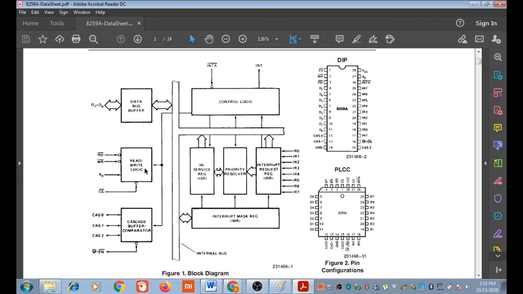Next, the read-write block. You can see RD bar, WR bar, A0 and CS bar. CS bar is chip select. A0 is the address line.